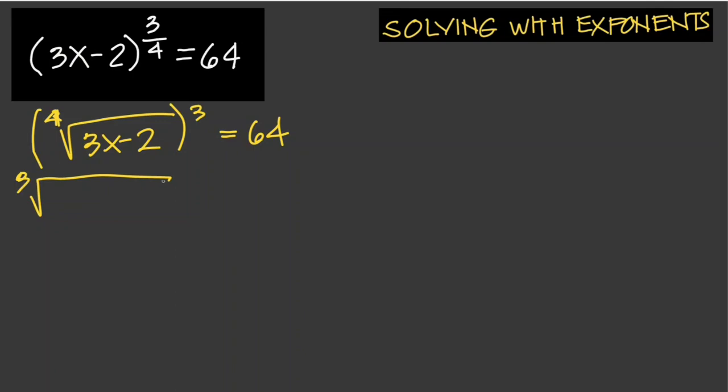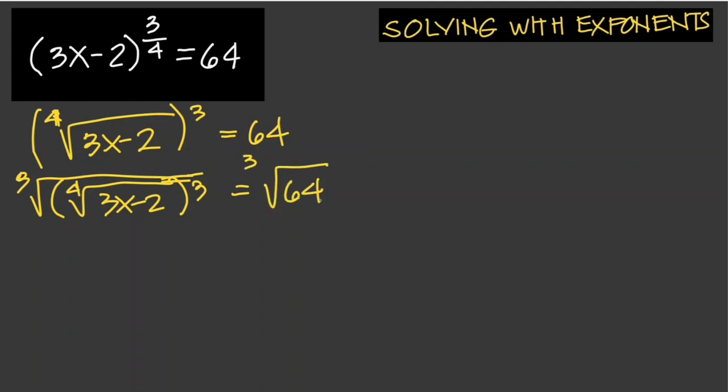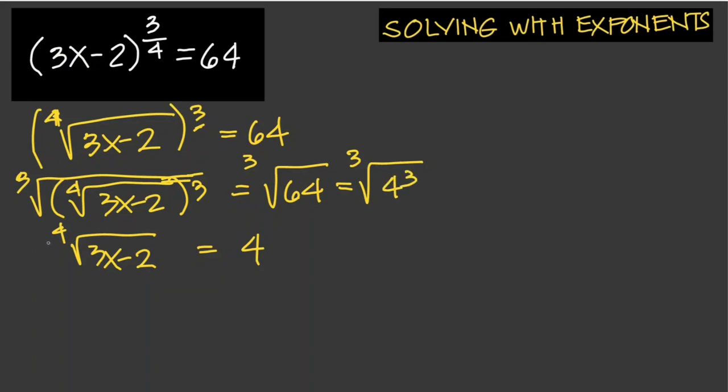So the cube root of the cube of the fourth root of 3x minus 2 is just equal to the cube root of 64. Okay, our exponent here is an odd number, so we use the odd root property. So the fourth root of 3x minus 2 equals the cube root of 64, which is just 4, because you can write 64 as 4 cubed.